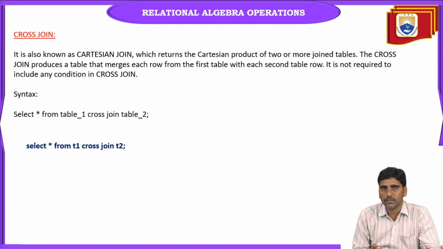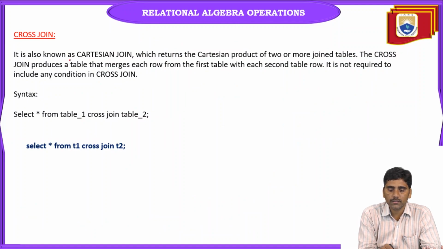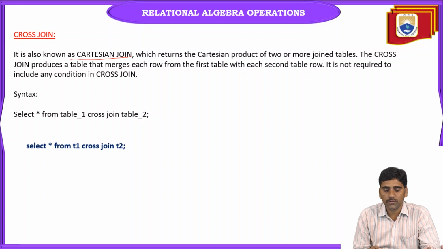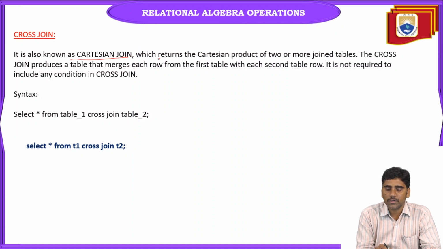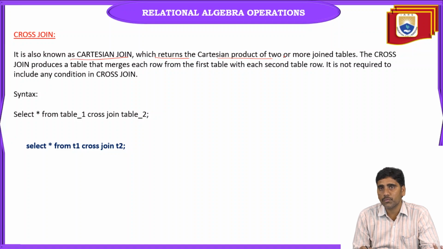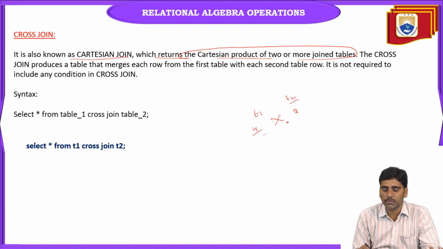And cross join is also known as Cartesian join, which returns the Cartesian product of two or more joined tables. Suppose table 1 contains 4 values and table 2 contains 3 values, then the Cartesian product of these two tables, a total of 12 values, will be displayed.